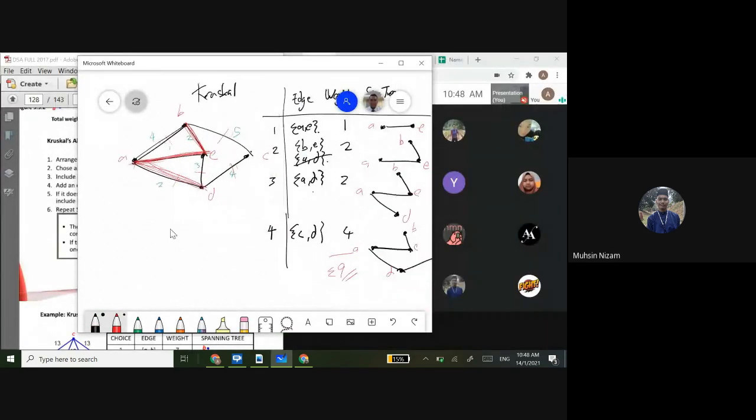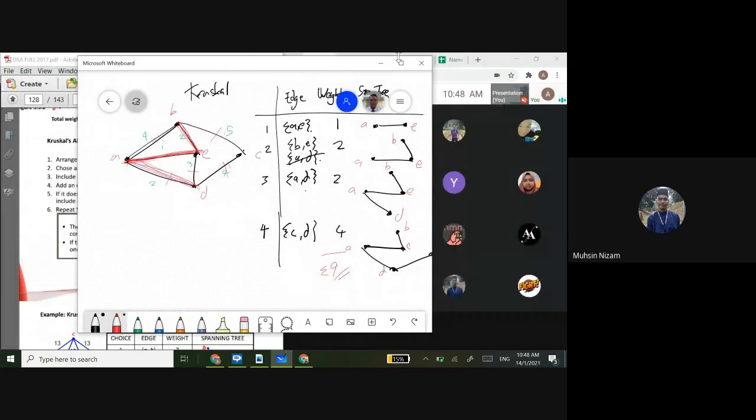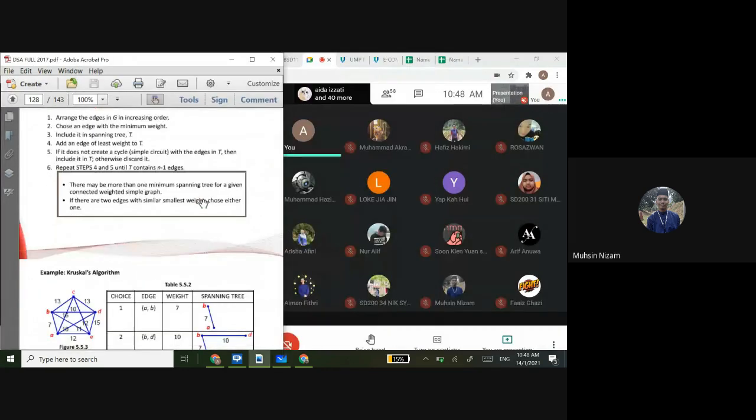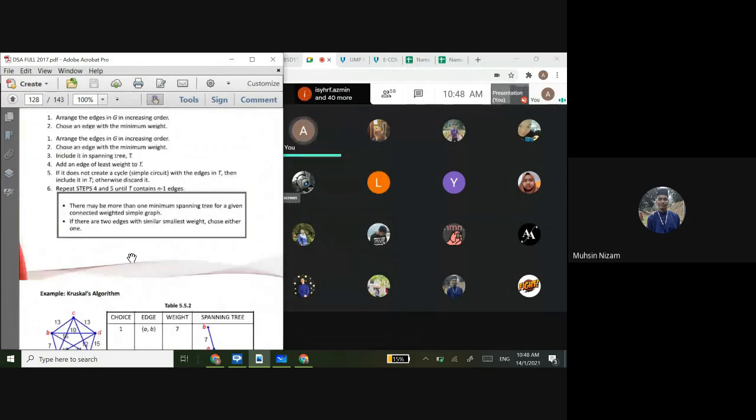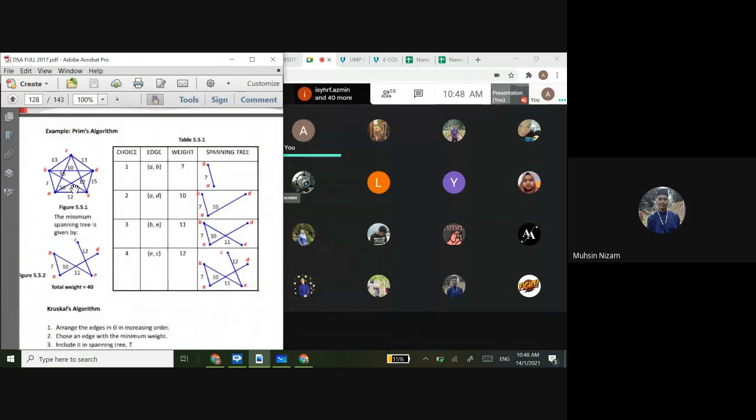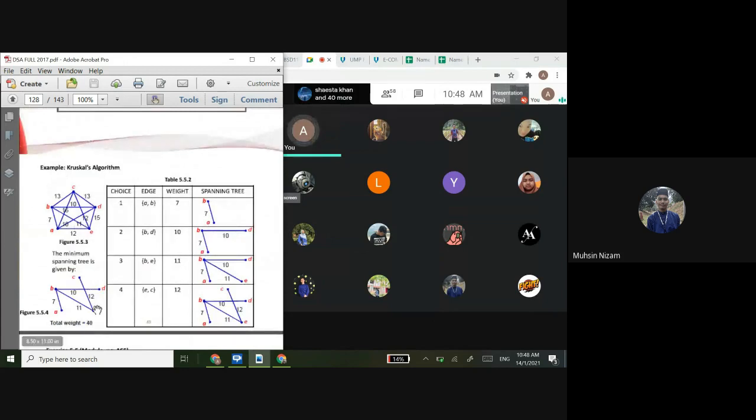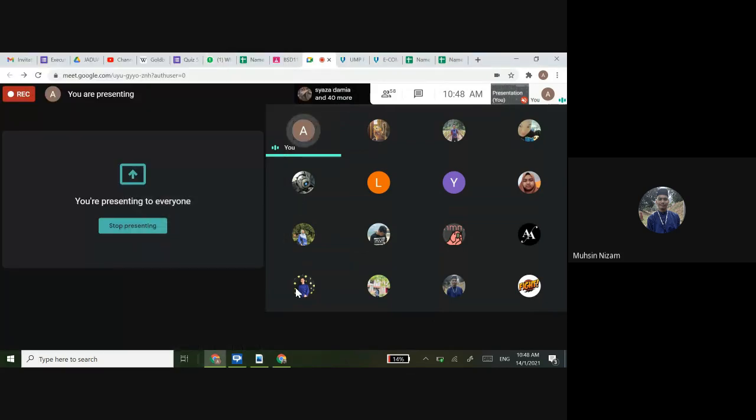Sebab korang tengok Kruskal dengan Prim tadi, contoh yang kecil ni, jawapan dia sama. Dan kalau korang teruskan dengan yang lain, okay, ni contoh yang dalam slide. Nilai yang sama, graf yang sama, for Prim, it yields the total weight of 40. And Kruskal also yields a weight of 40.